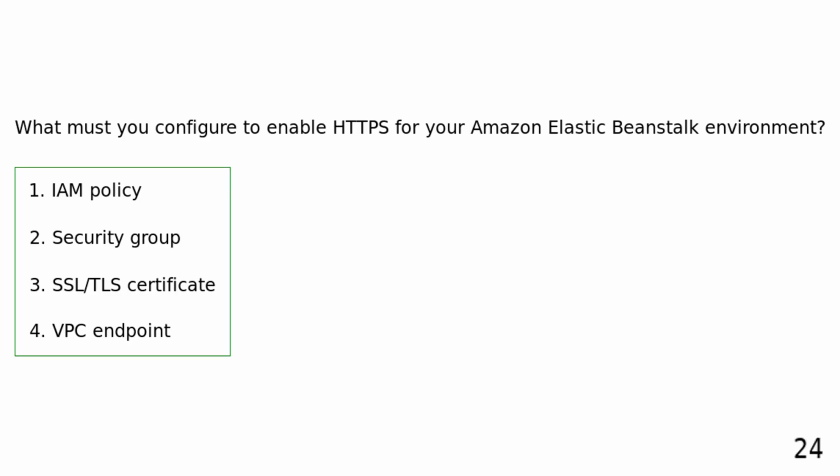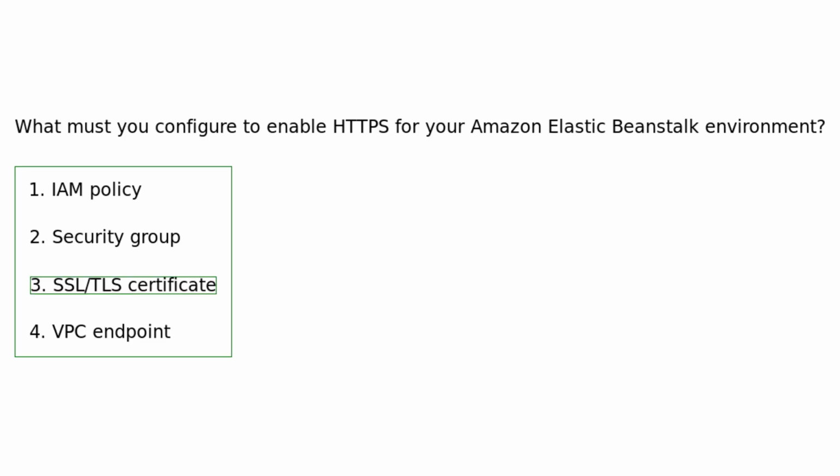What must you configure to enable HTTPS for your Amazon Elastic Beanstalk environment? IAM policy. Security group. SSL/TLS certificate. VPC endpoint. To enable HTTPS, you need to configure an SSL/TLS certificate for your Elastic Beanstalk environment.